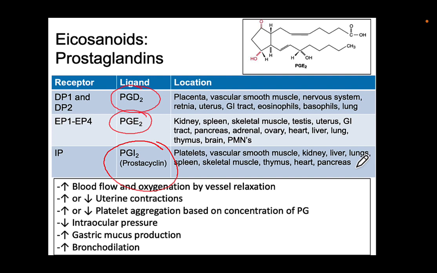They also have roles in regulating intraocular pressure in the eye, decreasing it. As I mentioned, in the stomach, they can regulate mucus production. They can actually increase gastric mucus production. And finally, they can also affect the lung, increasing bronchodilation. So in summary, the summary of the summary, prostaglandins deal with blood, as in vessels and platelets, uterus, GI tract, lung, and eye. Those are the key takeaways.